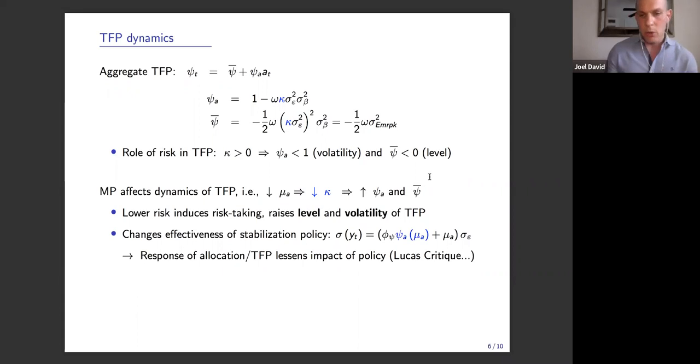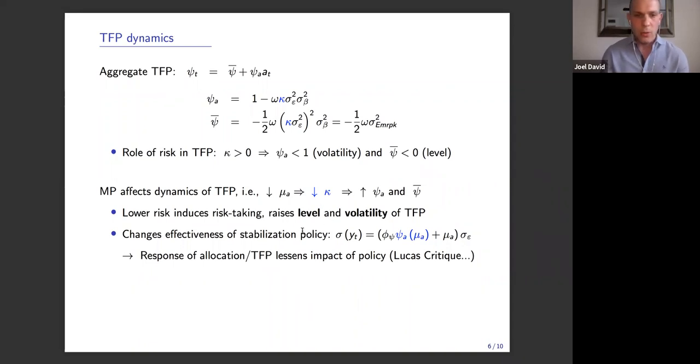And to me, actually, what's really interesting here is the level effect, because it says that even in this model with a standard formulation of nominal rigidities, monetary policy has permanent effects. So monetary policy is not neutral in the long run, and that's because it's affecting the allocation of resources across firms, which sort of pushes the economy either closer to or further from its production possibilities frontier.